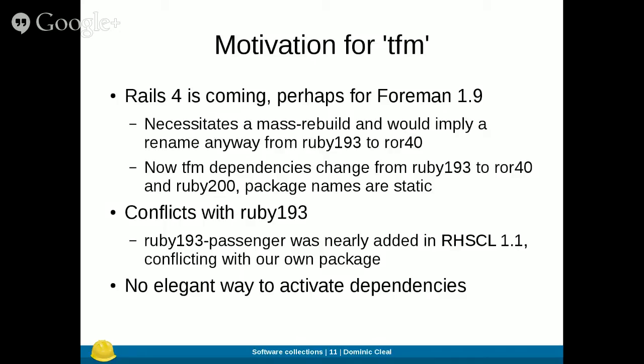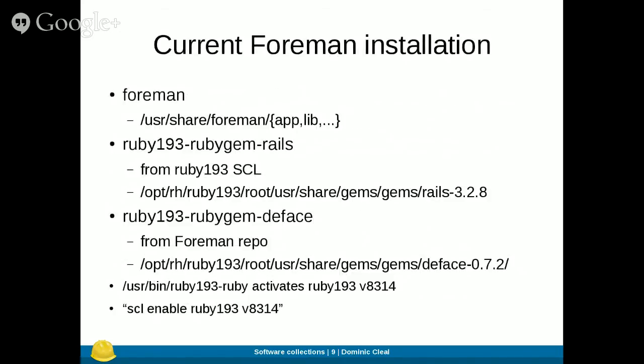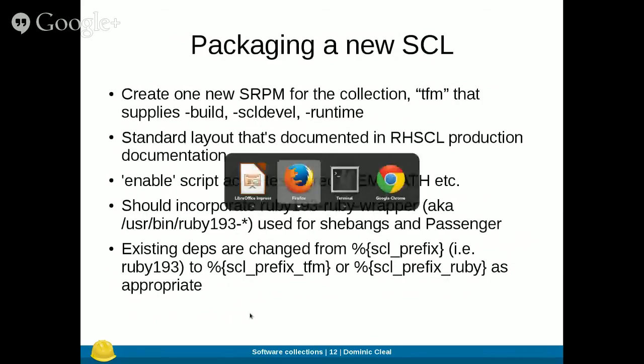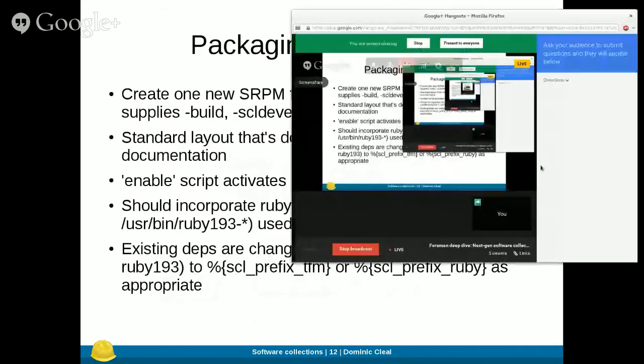And currently, we have no elegant way to activate dependencies. So looking at the previous slide, to fully activate everything Foreman depends on today, you have to list two collections. If we wanted to add Postgres into our collection, then this line gets ever longer. Just checking if there are any questions.